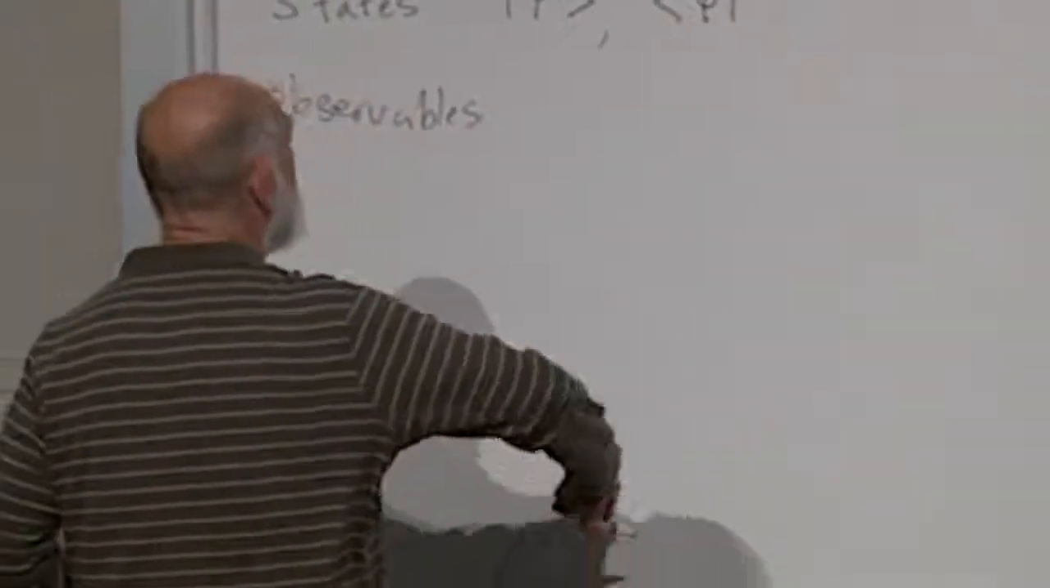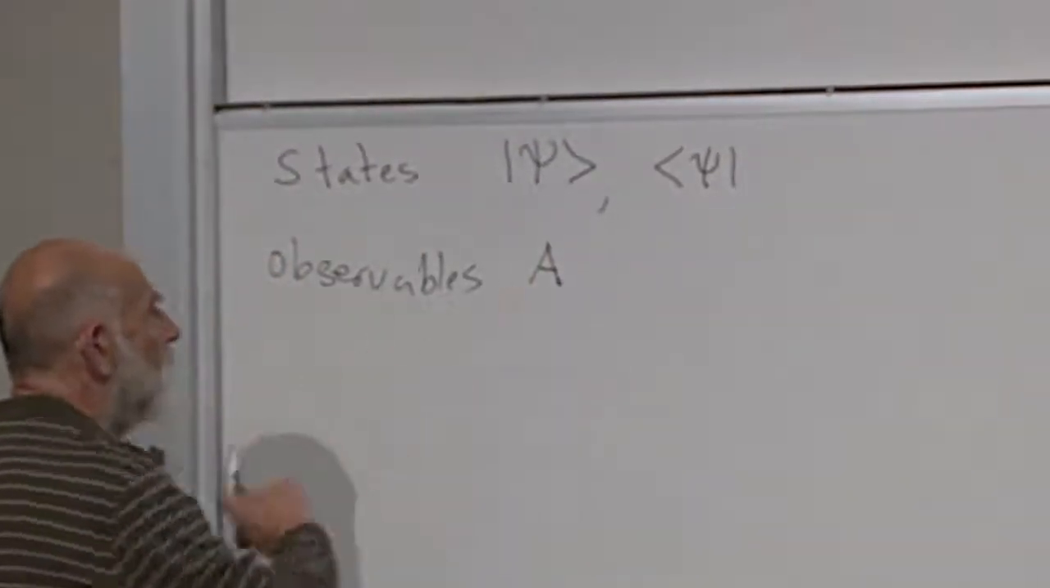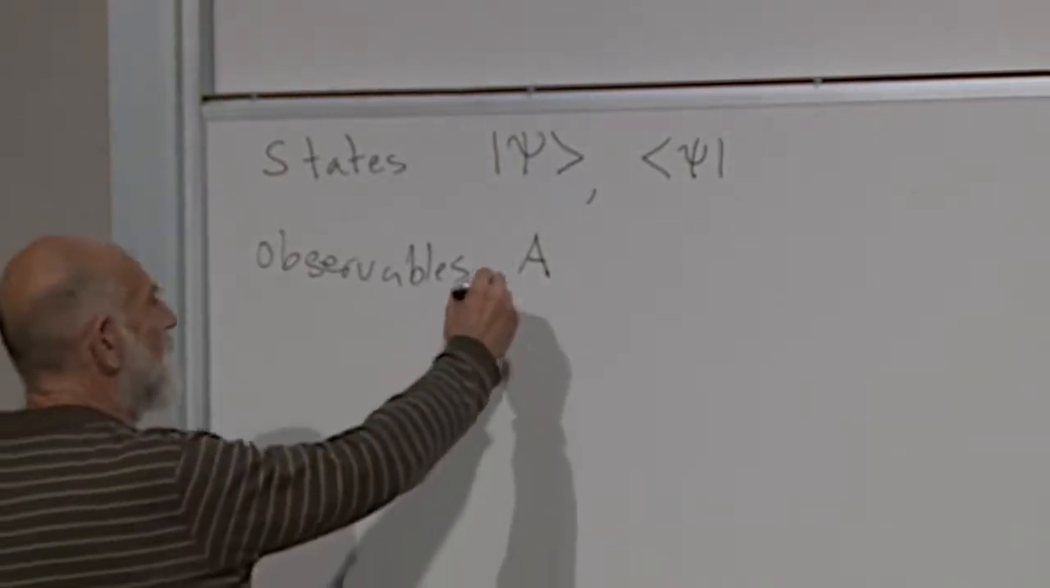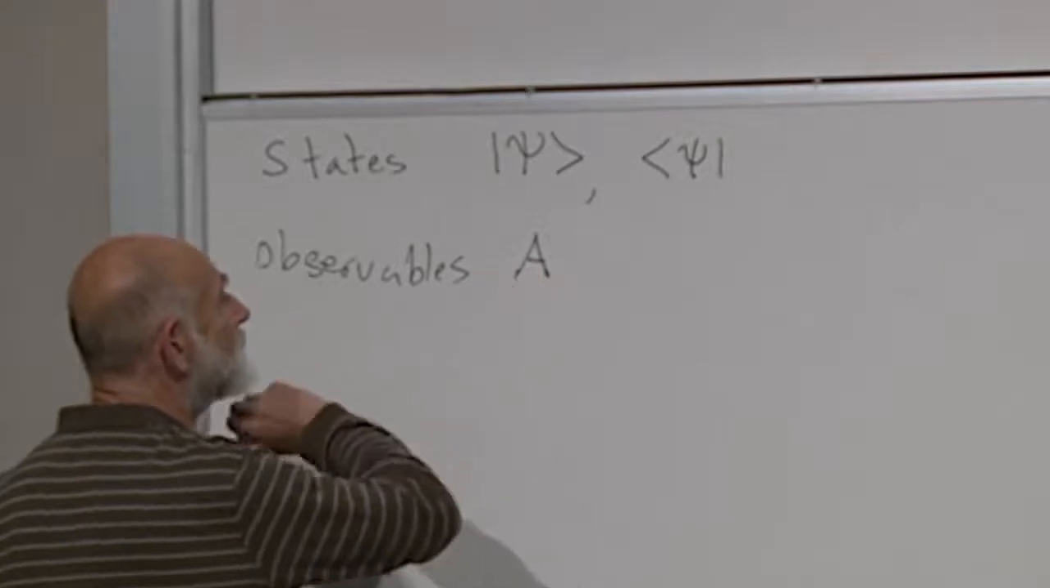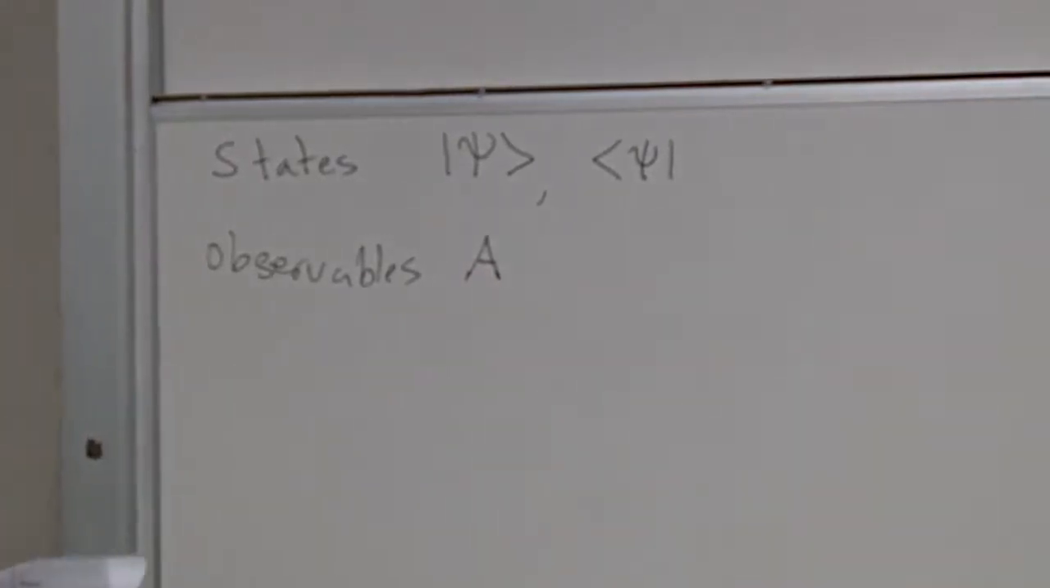I'll label them with, what are these? Let's see. These are Greek letters. What kind of letters are those? English? Roman? Latin? I don't know. By Latin, it's capital alpha. Yeah, it's true. It's capital alpha.